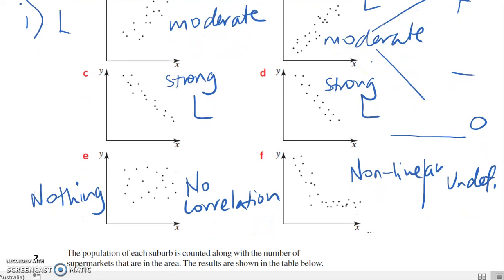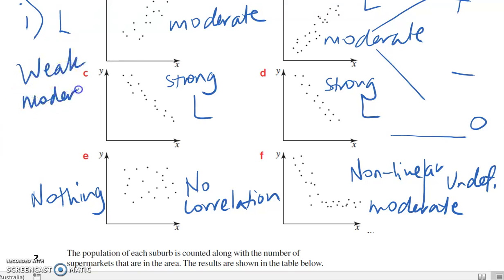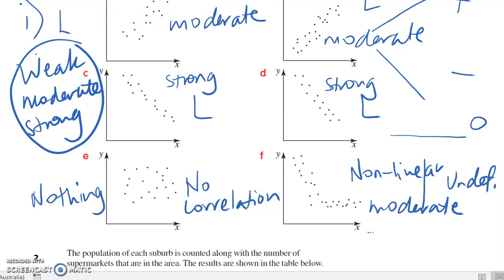This one here, it's nonlinear, but there is still a relationship. We'll probably say there's some sort of moderate non-linear relationship that exists. So there are 3 types of association you can have. You can have weak, you can have moderate, and you can have strong. These are the 3 types of association that exist.